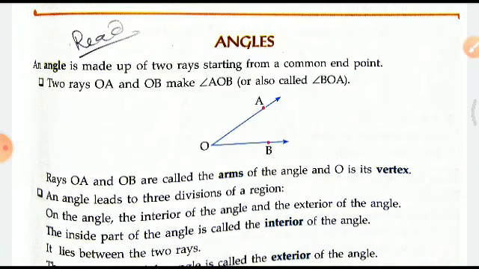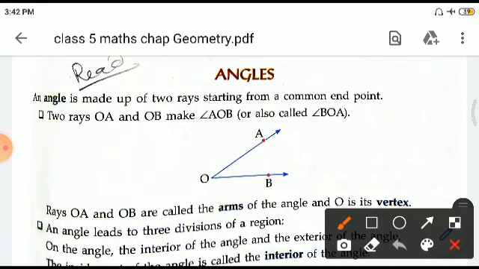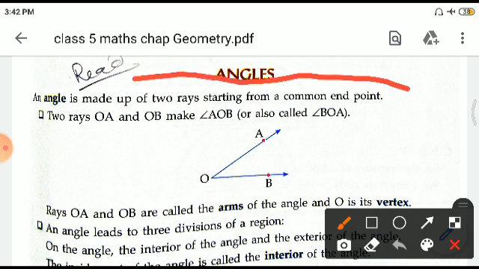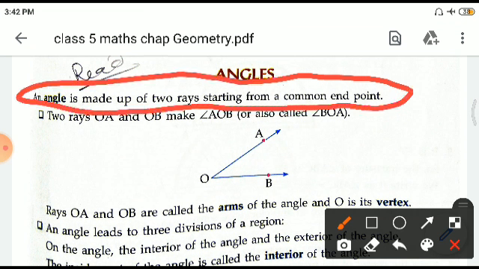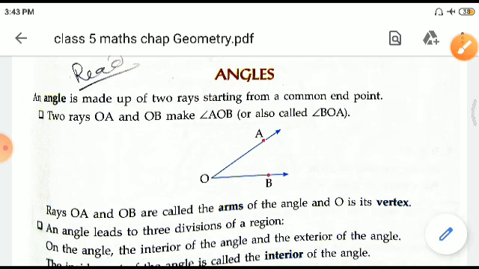An angle is made up of two rays starting from a common end point, right? This is super important, what an angle is. It has to have two rays. See, OA is one ray and OB is the other one. That also means there should be 3 points. In this figure there are 3 points, O, A and B, and these constitute an angle.